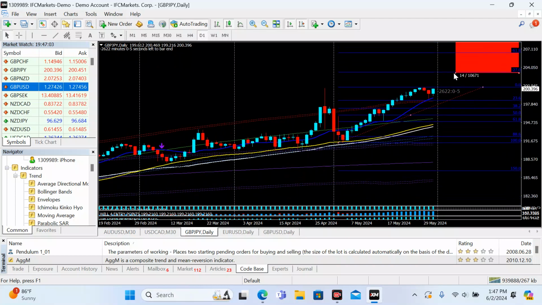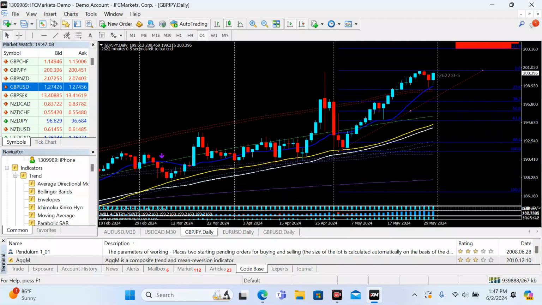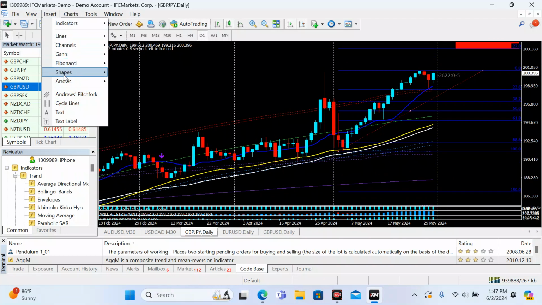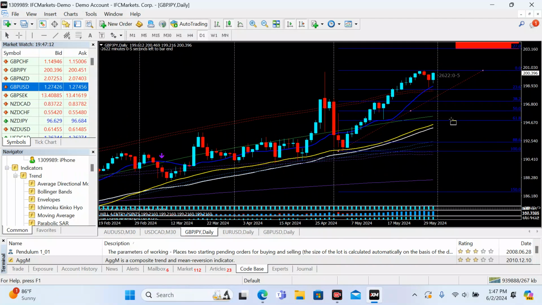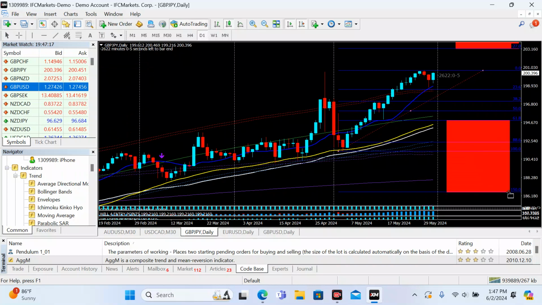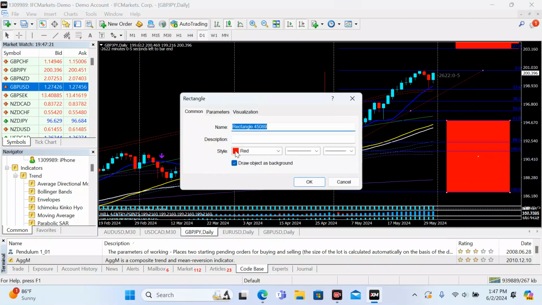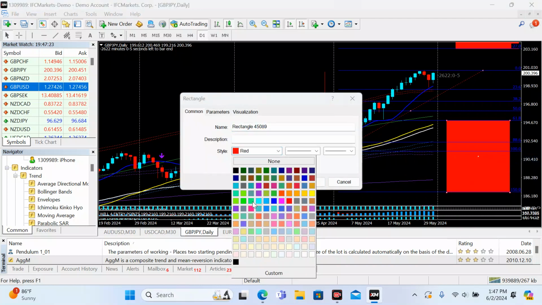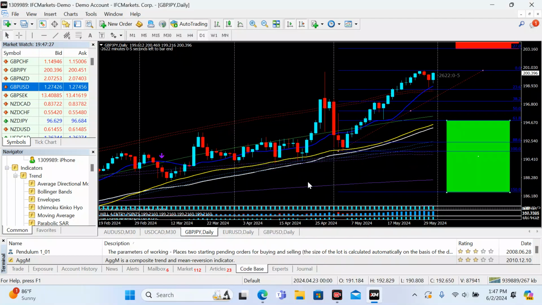Looking at the Fibonacci, the easiest way I can explain it to you guys: if your Fibonacci is bullish, your sell areas are the negative areas. If your Fibonacci is bearish, your buy areas are the negative areas. So always remember that. If you forget anything, you can always come back to this video.